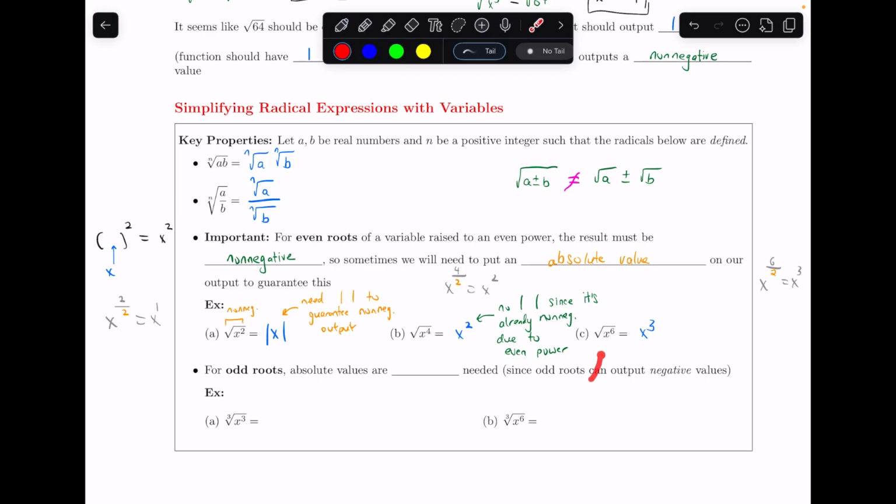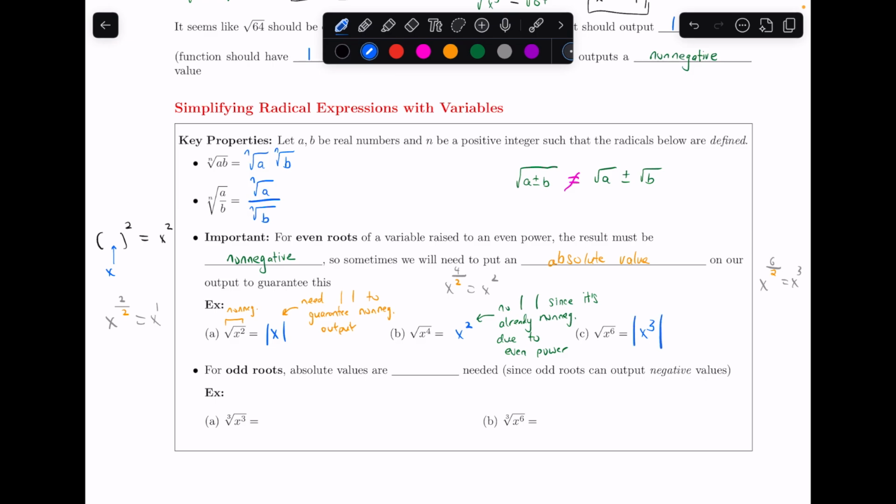And if I plug in a negative into this, the even power makes it non-negative. But the result, the answer that I have here, if you plug in a negative, there's an odd power, and that would be negative, not non-negative like what I started with. So this as well, it needs an absolute value.